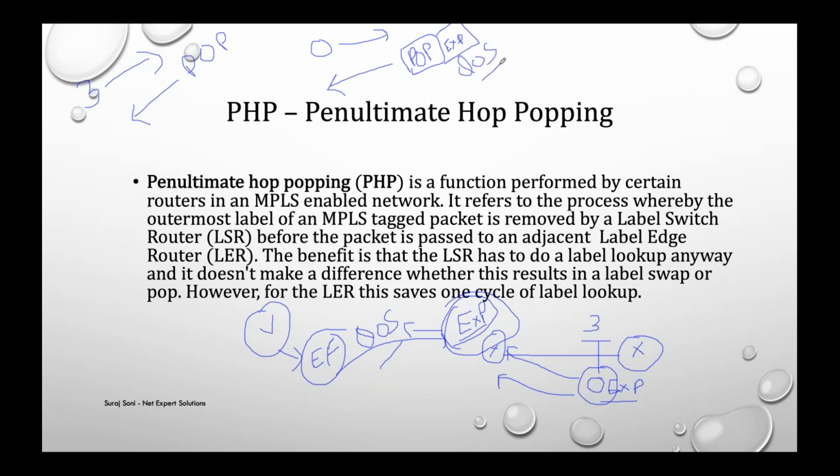So if you are using that, you can use the explicit null label. Otherwise, by default it is implicit null. That means just remove the label and send me a pop tagged packet, so that I will understand this packet is destined for me. No need to do the label lookup. Straightforward, I will do the IP lookup and send the packet across.